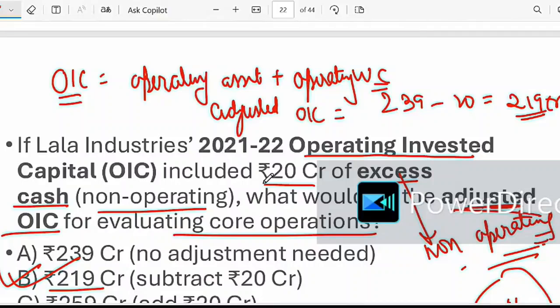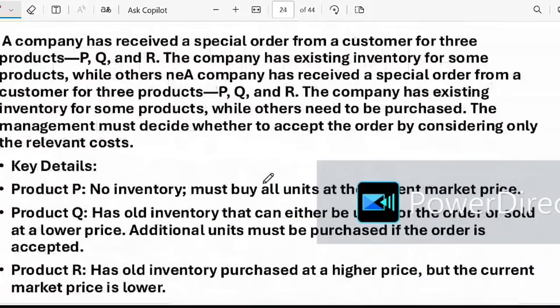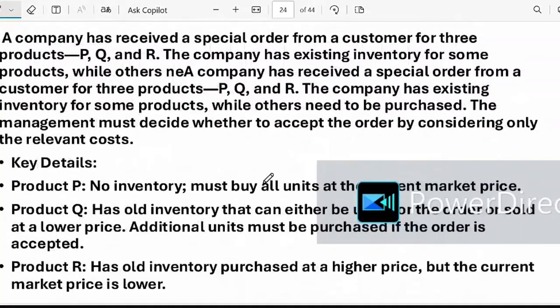So remember, OIC measures how much capital the company is using to run the business. If there is any extra cash lying around and not being used for business purposes, we remove it to get a more accurate picture of how much money the company is really using, right? So that is all about these two questions. I hope the previous NOPLAT concept and OIC concept is clear, right?